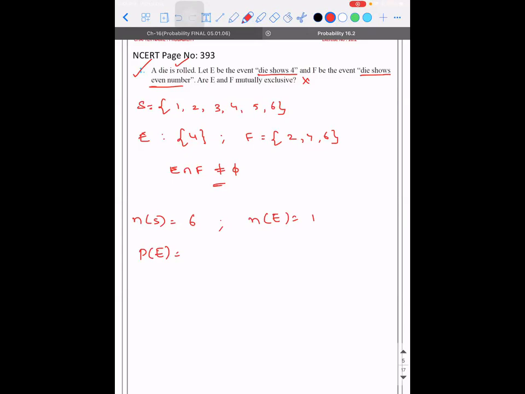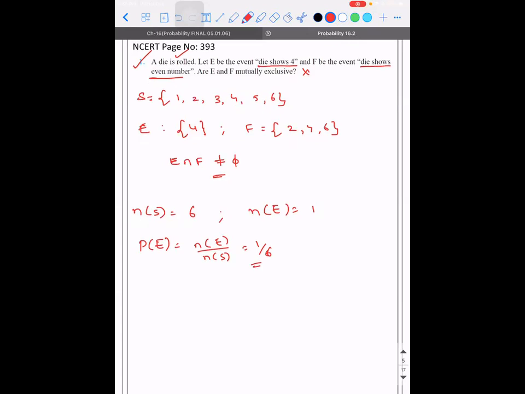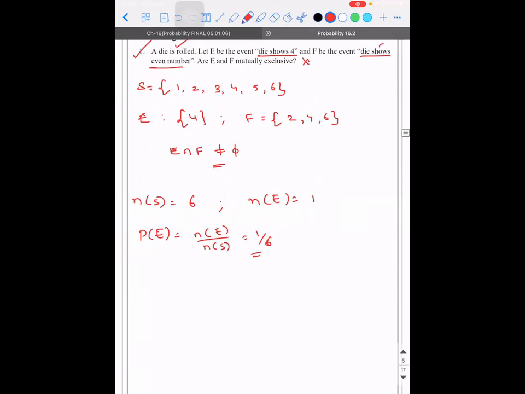So it is 1 by 6. That is N of E divided by N of S. That is 1 by 6. Are you guys able to understand? Last year you would have learned it as the number of favorable outcomes. How many outcomes are possible for the die to show 4? This 1, divided by the total number of outcomes. Are you guys able to understand? Similarly, for the die to show an even number, what is the probability of F?